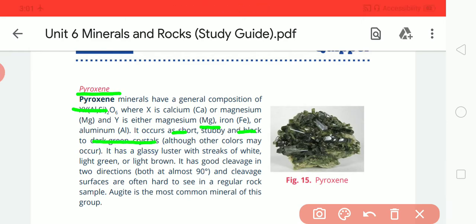Although other colors may occur, it has a glassy luster with streaks of white, light green, or light brown. It has good cleavage in two directions, both at almost 90 degrees, and cleavage surfaces are often hard to see in a regular rock sample. Augite is the most common mineral of this group.